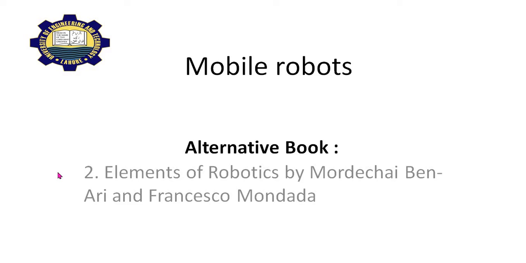So today's lecture is about mobile robots. In the previous lecture, we talked about types of mobile robots. And there was also a book, the second book, about mobile robots. We changed this book and the alternative book is Elements of Robotics. So let's start the lecture.